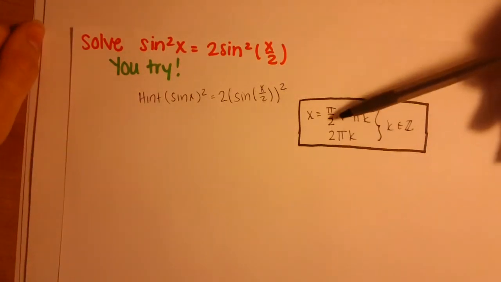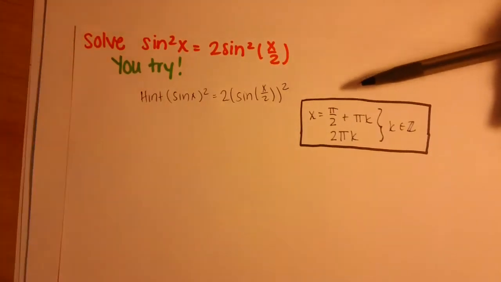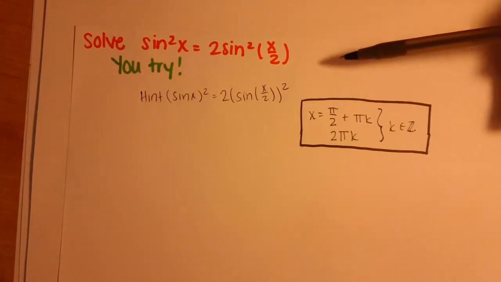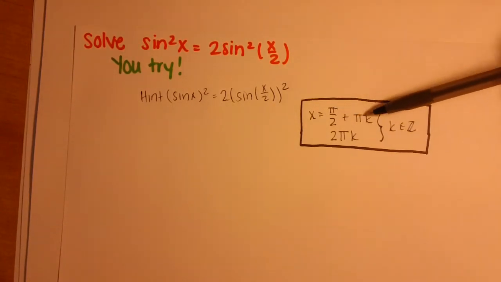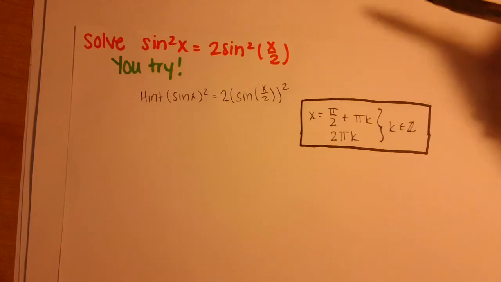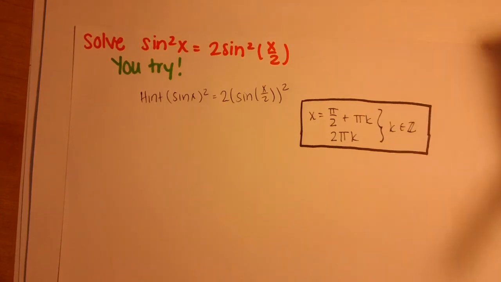This should help you solve this problem. So make sure you can get these answers. This one I wanted you to solve for all values. So you should be able to get pi over 2 plus pi k and 2 pi k, where k is an element of z. And I'll check this one tomorrow as well.